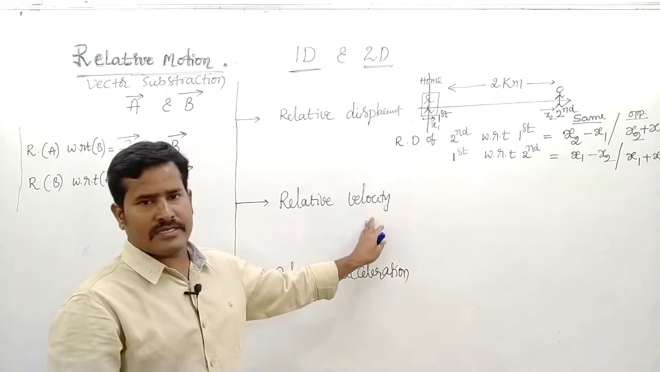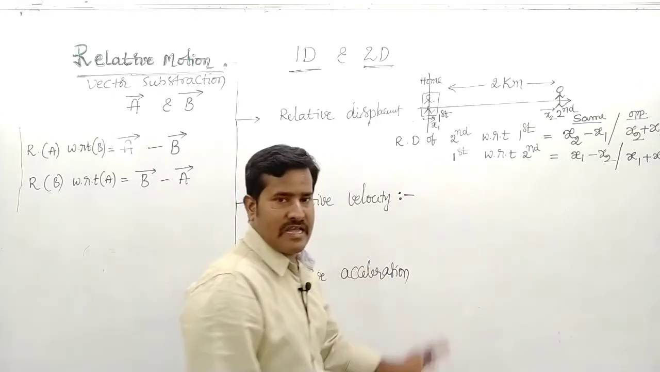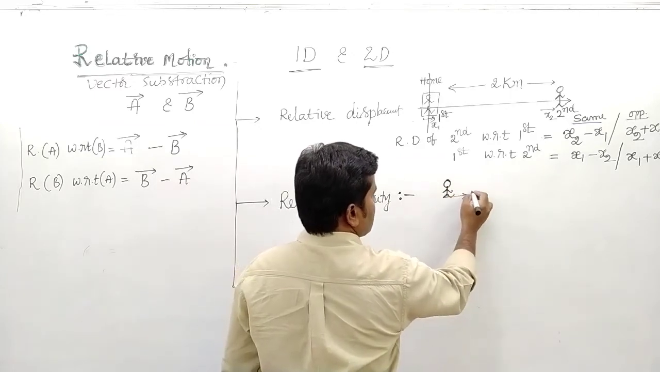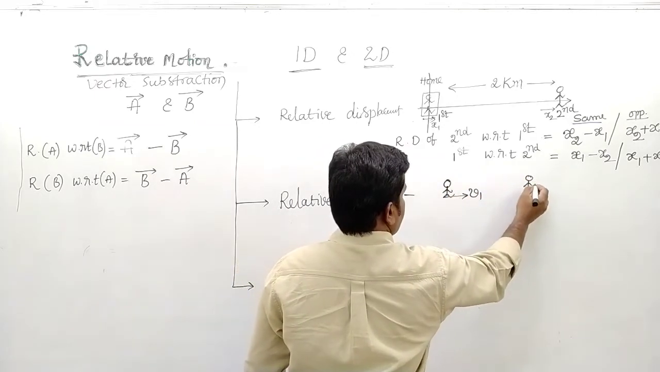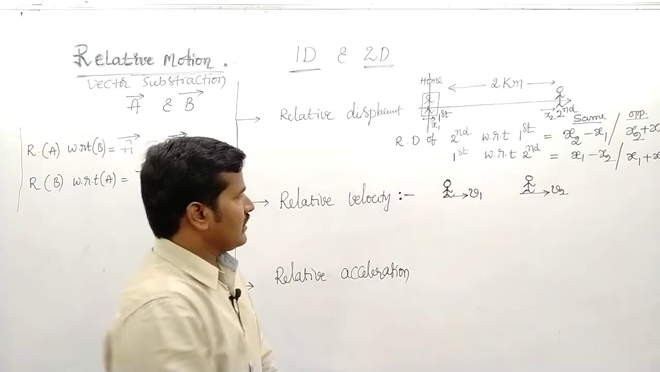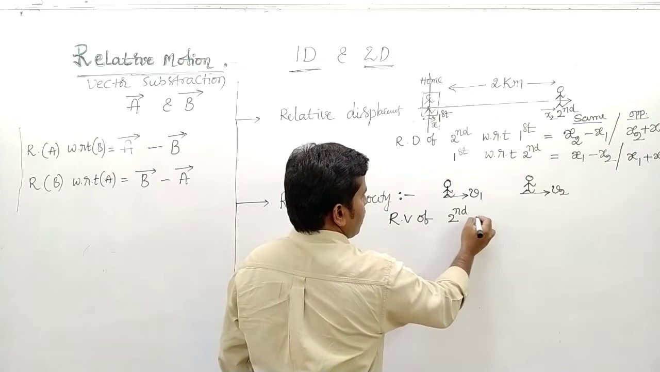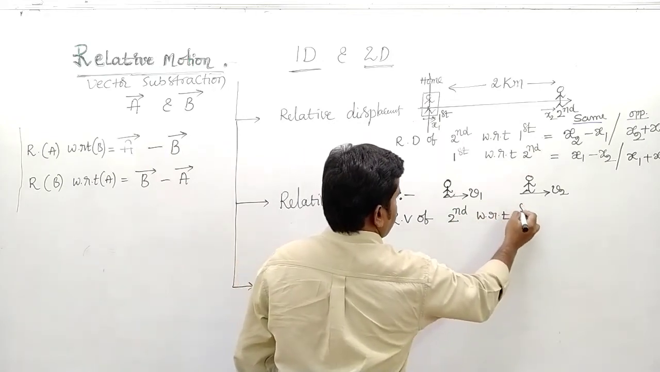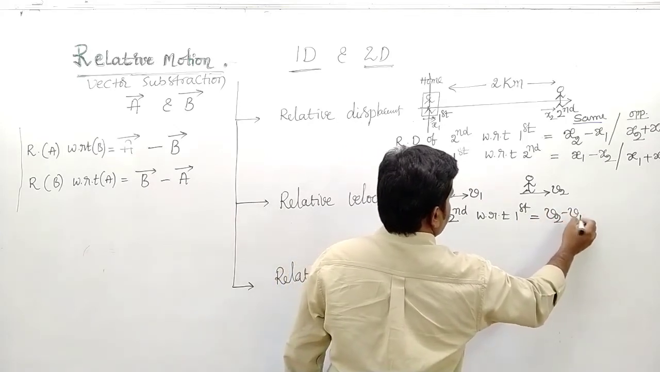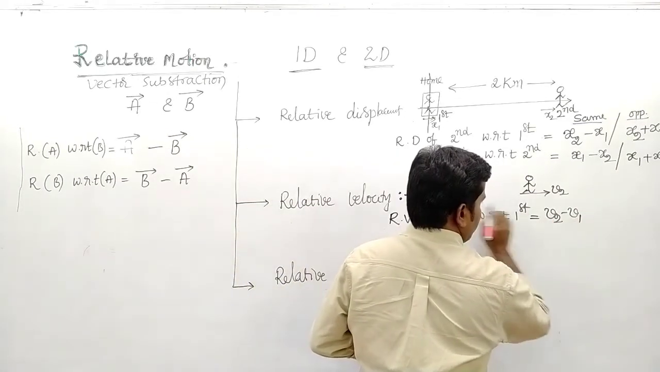It is the same for relative velocity. The first person and second person move in the same direction. This is the first person with velocity v1. This is the second person with velocity v2 in the same direction of motion. Then the relative velocity of second person with respect to first is written as v2 minus v1. If both are in the same direction, v2 minus v1.